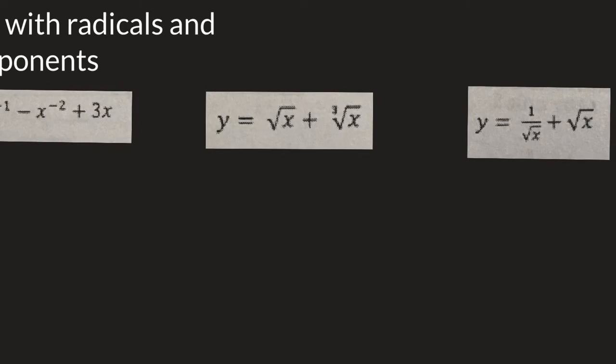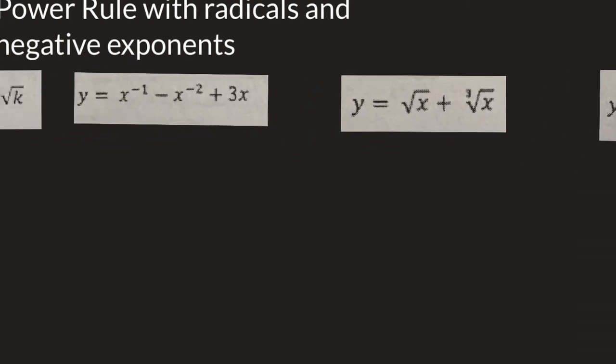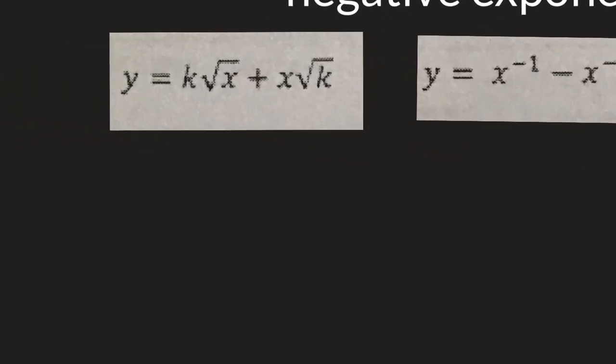I think I have 1, 2, 3, 4, maybe 5 of these. So this shouldn't take too long, but let's talk about this. The first thing we're going to do here, this is k times root x plus x times root k. So we're going to manipulate this so that we actually have some powers, right? We can't use the power rule without having powers.